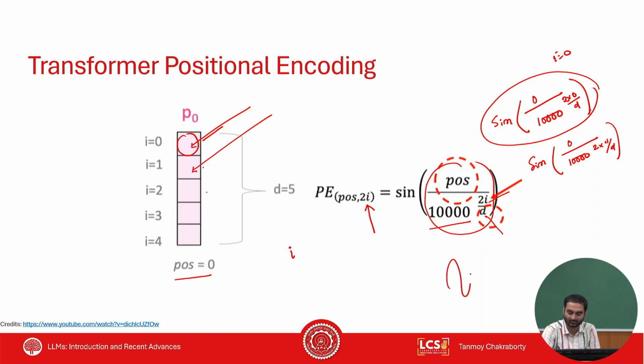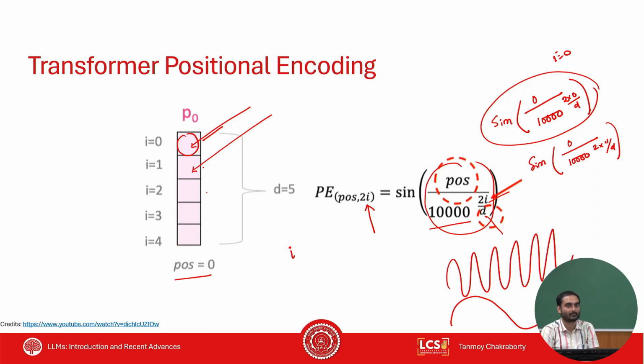And we know that a high frequency sine curve looks like this, and the low frequency sine curve may look like this, right? So we capture the first or the upper part of the vectors through the high frequency sine wave, and the lower part of the vector by the low frequency. Upper part means I equals 0, I equals 1, and so on. So more or less you understood the concept, right?